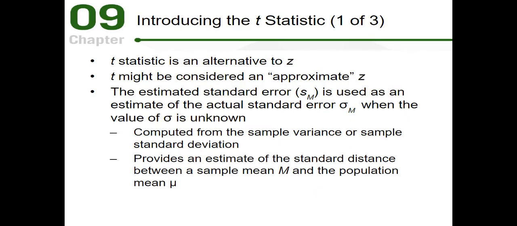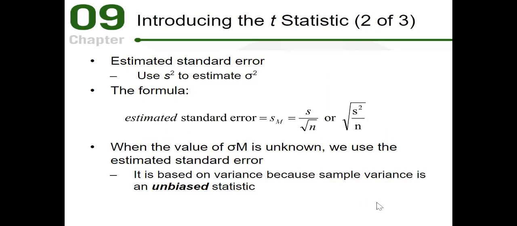So the T statistic could be considered an approximate Z score. We've got the estimated standard error, which is used to estimate the actual standard error when the value of standard deviation is unknown. This can be computed from the sample variance or the sample standard deviation, and it can also provide us with an estimate of the standard distance between the sample mean and the population mean. Our estimated standard error would use s squared to estimate standard deviation squared, and that formula would look just like you see on the screen.